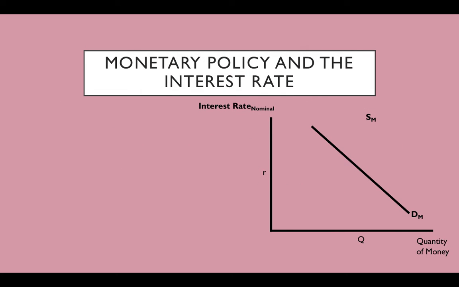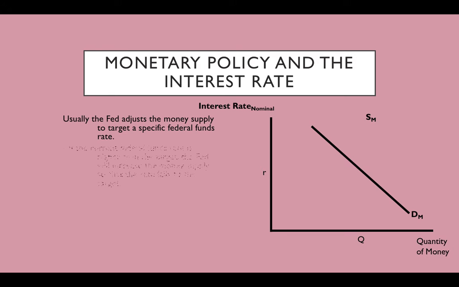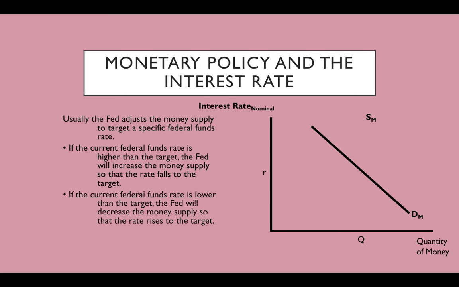So again, monetary policy and the interest rate. The Fed targets a federal funds rate, and they do this by adjusting the money supply. Buying or selling bonds is the way they adjust the federal funds rate. So if the current federal funds rate is higher than the target rate, they want to bring it down, so they're going to increase the money supply so the target interest rate falls. And then, of course, vice versa. If the current federal funds rate is lower than they would like, they want to raise it, so they're going to sell bonds to target the money supply.